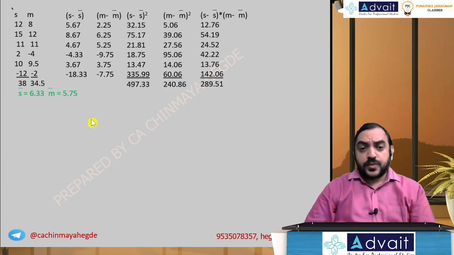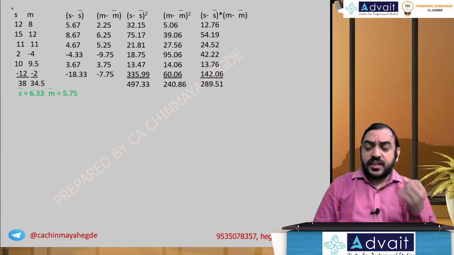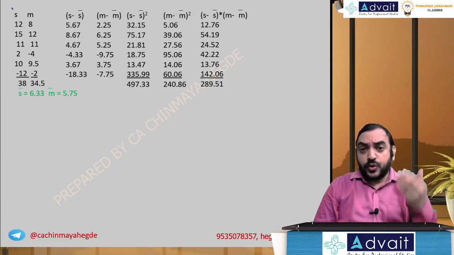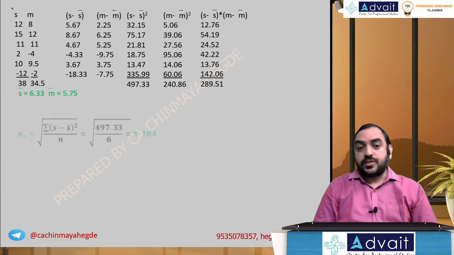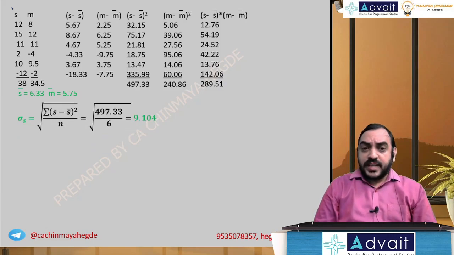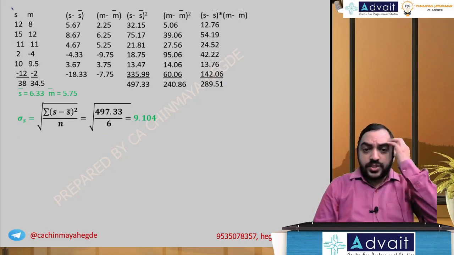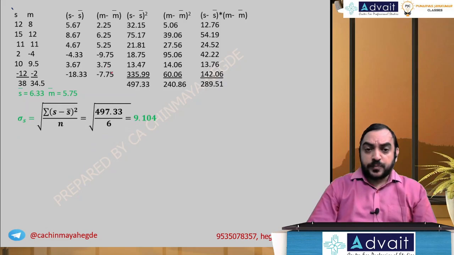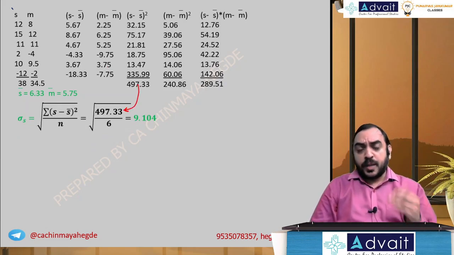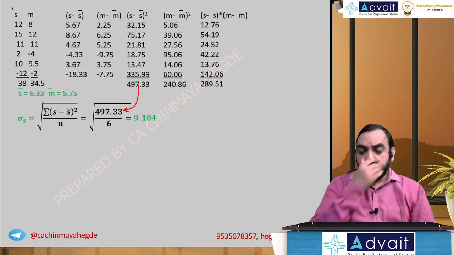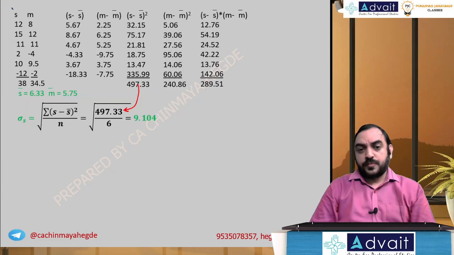Okay. Next, what all do we require for the regression line? I need the standard deviation of security, standard deviation of market, and covariance. And using these three, I'll compute correlation. So, standard deviation of S: summation S minus S bar whole square, that is 497.33, divided by number of years, 6 years, 9.104.